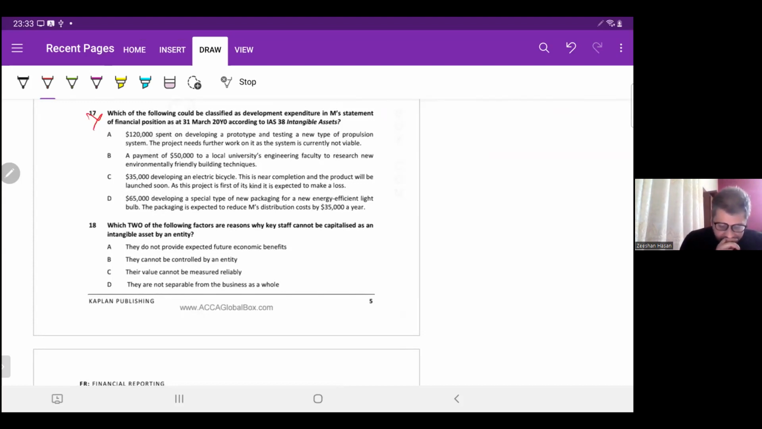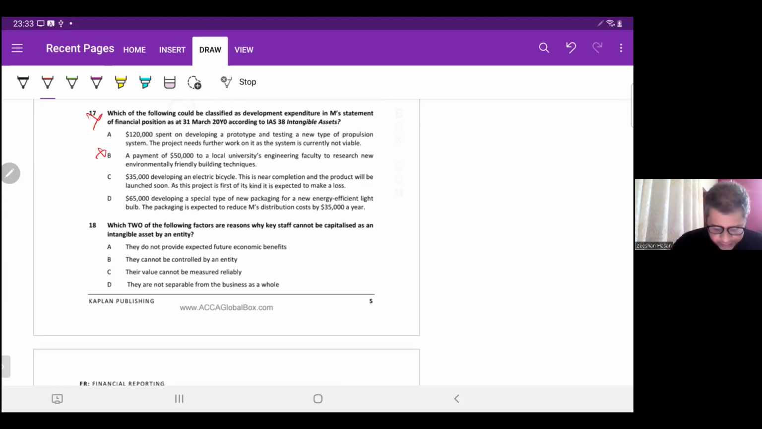Now, next, a payment of 50,000 to a local university engineering faculty to research new environmentally friendly building techniques. Well, it cannot be capitalized as well because item B is research, and research cost will be expensed and cannot be capitalized at all.